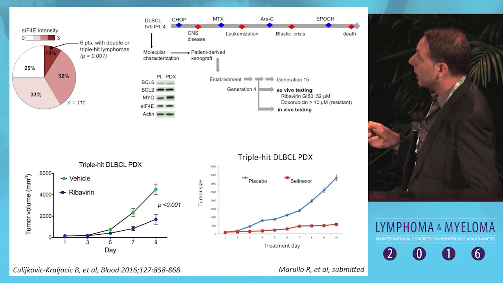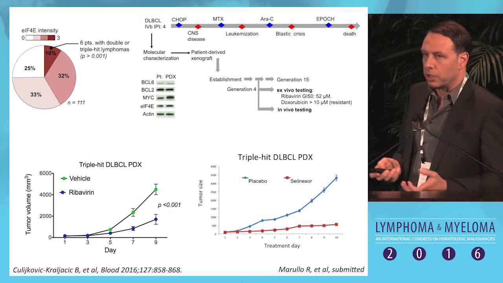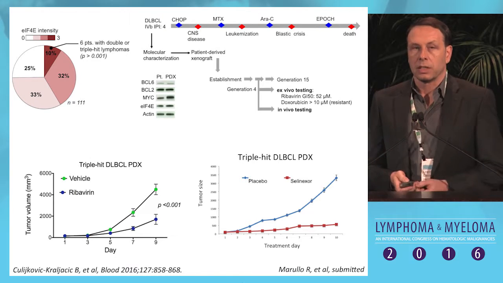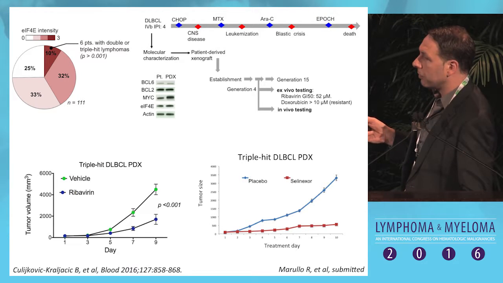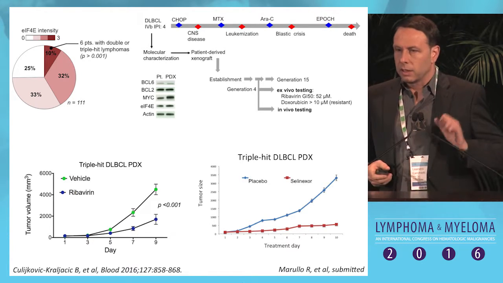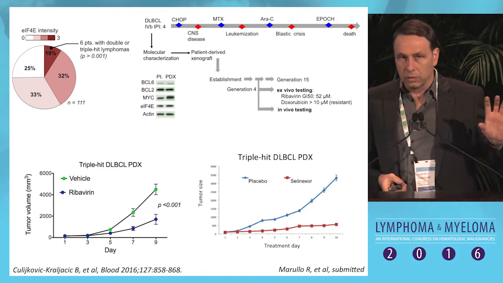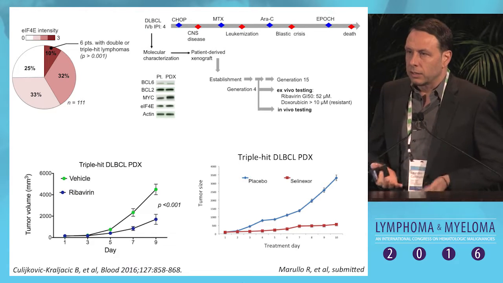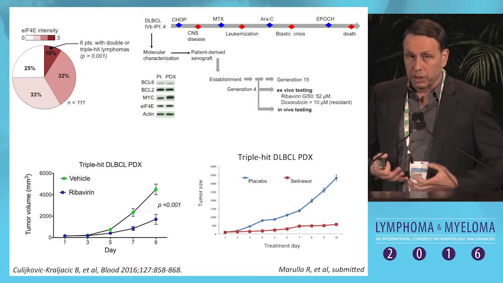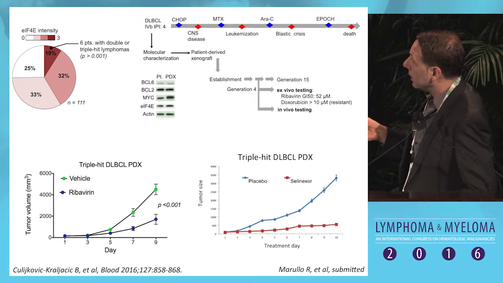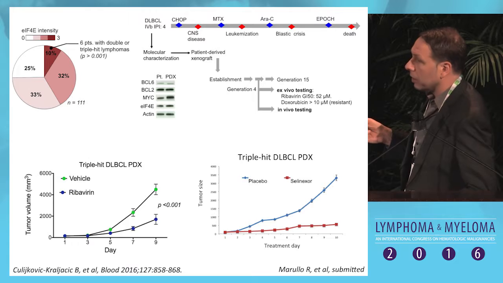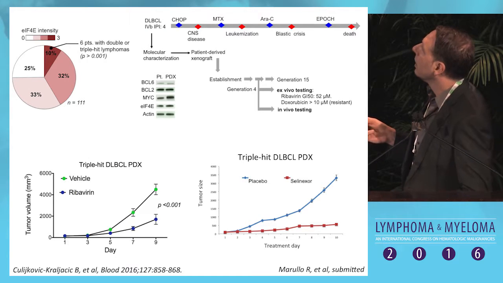This somehow explains why patients, especially patients with double hit or triple hit disease, have very high levels of EIF4E, because they need this nuclear pore. This needs a particular system to maintain the simultaneous expression of these oncogenes. So in general, these patients have very high expression of EIF4E and XPO1.